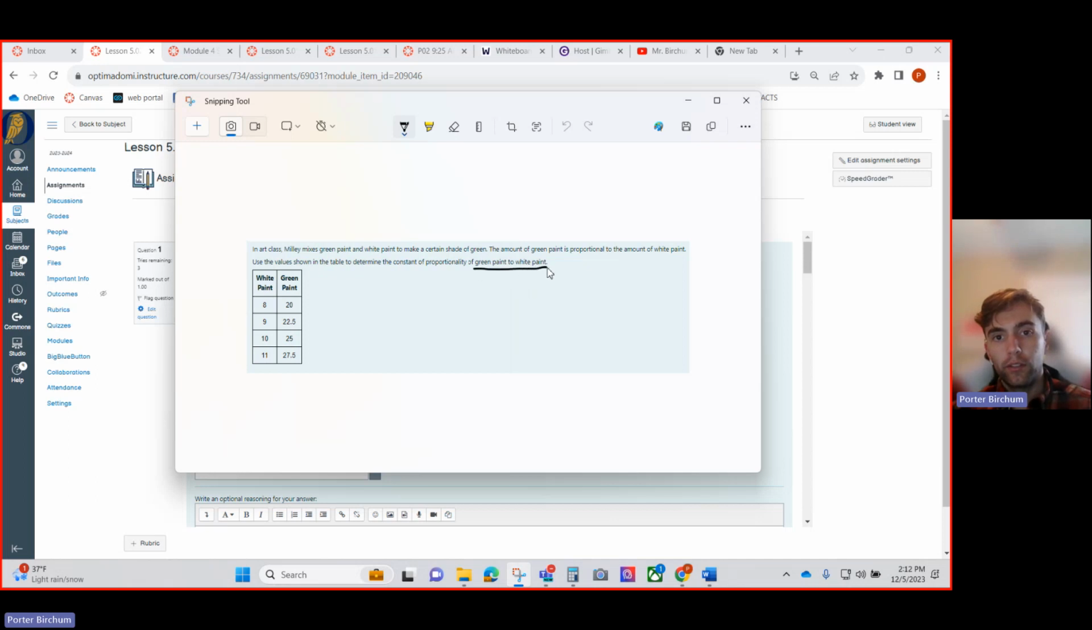This phrase right here is the most important part of this problem. Green paint to white paint. Constant of proportionality, so our y divided by x equals k. How we find the constant of proportionality is the same as finding the unit rate. When we have a word problem that asks us to find something to something or something per something, we can find that constant of proportionality or unit rate by doing the first thing, the green paint, divided by the second thing, the white paint.